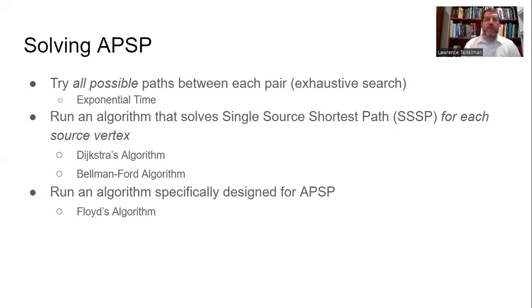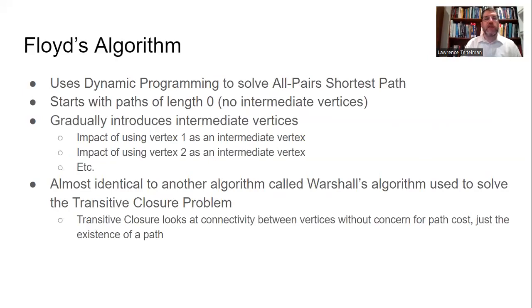The third approach, which is the one we're going to start with, is an algorithm that is designed for this problem, for all pairs shortest path. And the algorithm we have for that, it's not the only algorithm, but it's the one that we teach. It's called Floyd's algorithm. Floyd's algorithm is very closely connected to the Warshall algorithm we already saw for transitive closure. So what is Floyd's algorithm? Well, the first thing is it uses dynamic programming. Dynamic programming means we start with the simple cases and we gradually make them more complex.